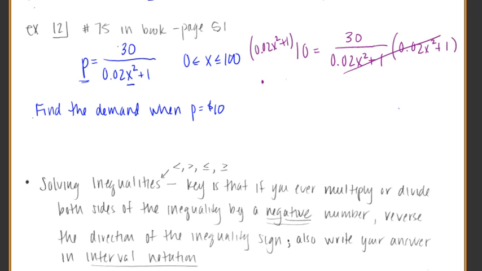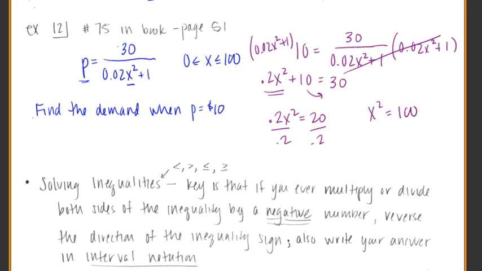So 10 times 0.02 is just 0.2 x squared, moves the decimal up 1, plus 10 is equal to 30. All right, let's move the 10 to the right. Mainly, I'm not setting it equal to 0 because I only have one variable in here. It's sitting right there. So I don't really need to put it equal to 0 and solve it. I can just get it this way by moving the constant over. So this will be 0.2x squared is equal to 20. And if I divide both sides by 0.2, then I'm going to get x squared to equal 100.